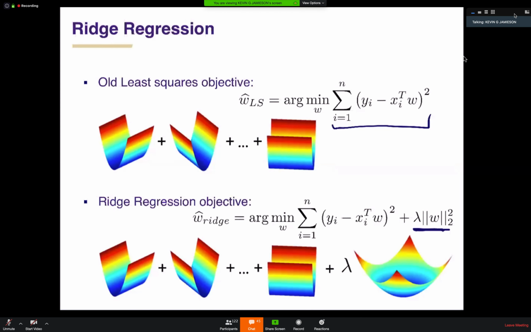But typically, what ridge regression is doing is, instead of just dealing with these flat functions, with some ambiguity, it is adding an additional penalty term to make this loss function have a unique minimum. It's penalizing large norm solutions, and so it prefers smaller solutions.